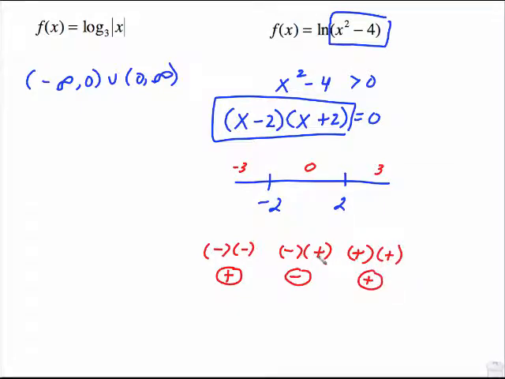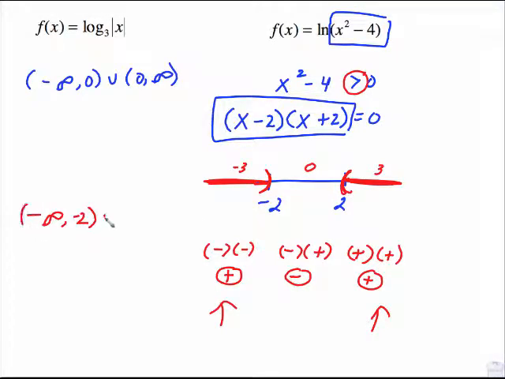And then we use this information to shade. We are looking for greater than. That means we are looking for these regions that have the plus signs on them. So I will shade down here, and I will shade down here. And it is the curved parenthesis because it's only greater. It is not greater than or equal to. And then we just need to write the interval notation: for the one on the left, -infinity to -2, union with 2 to infinity. So that is my domain.